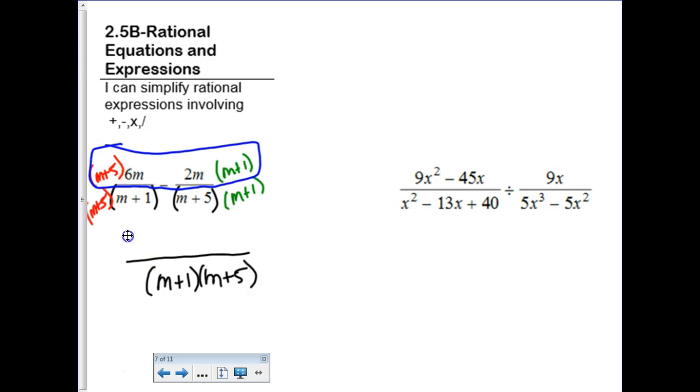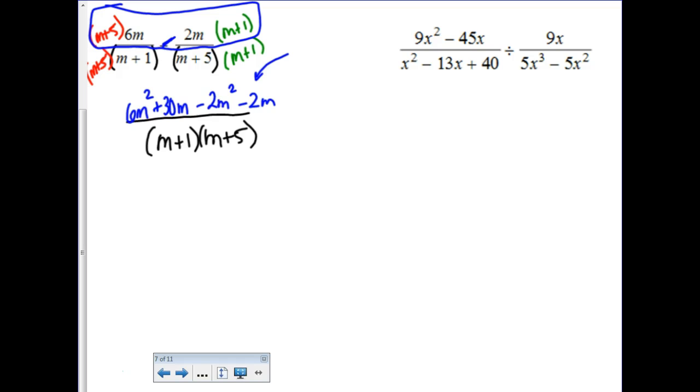All right, 6m times m plus 5 is 6m squared plus 30m. And then be careful, guys. This is a negative 2m that you're distributing to m plus 1. So that's negative 2m squared, and then minus 2m. That right there is the most common mistake, not distributing the negative all the way through. Then in that numerator, we'd like to collect our like terms. So you have a 4m squared plus 28m.